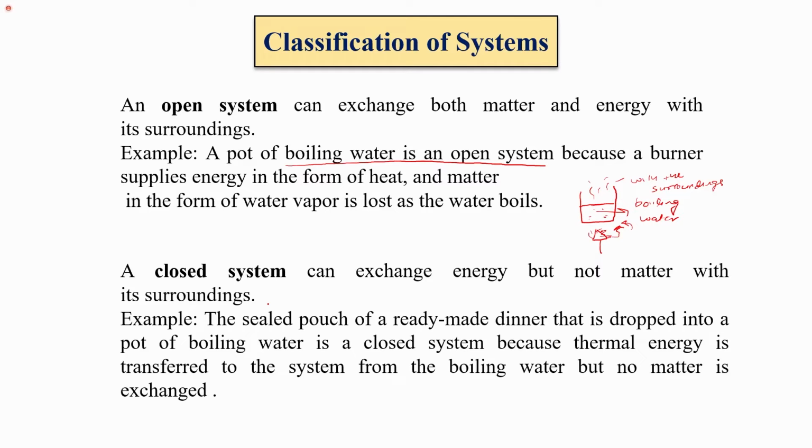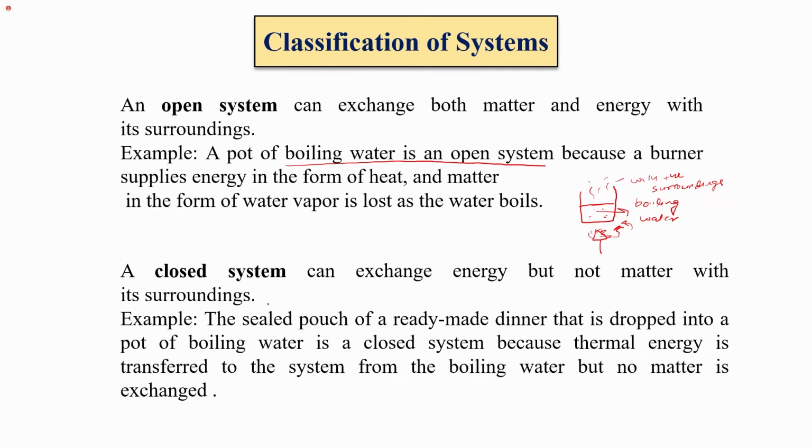But the pouch is closed, sealed. So the contents of the pouch will not come out. If it is not spilling, then your matter is not getting exchanged with the surrounding. This kind of system we call a closed system.